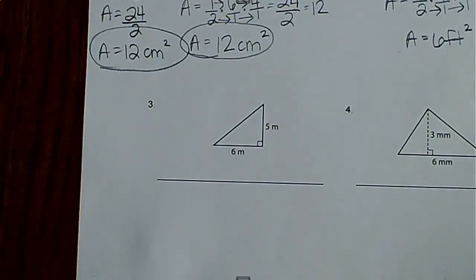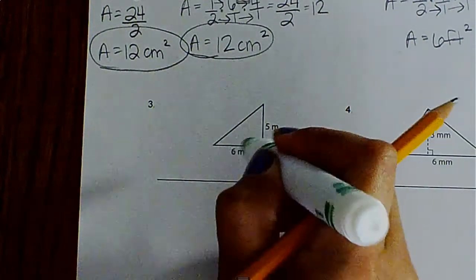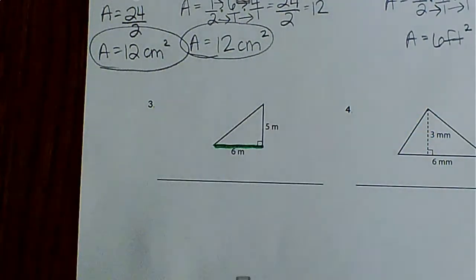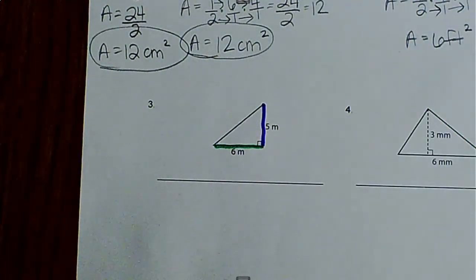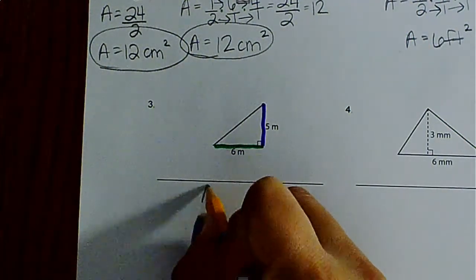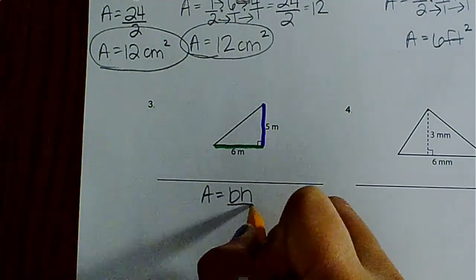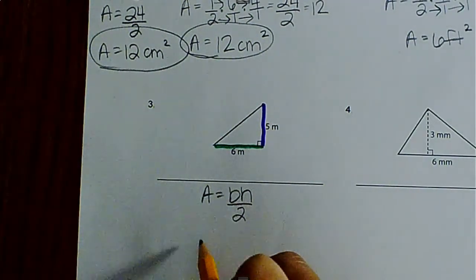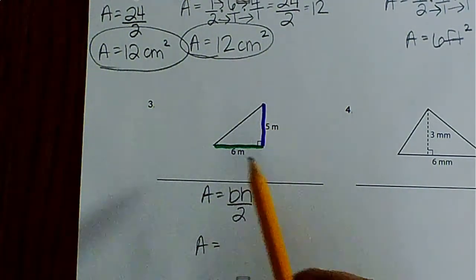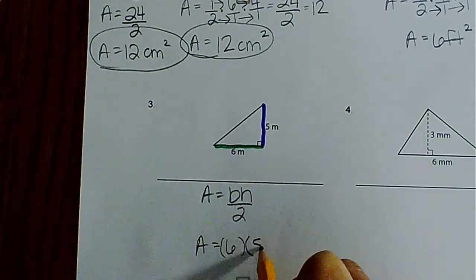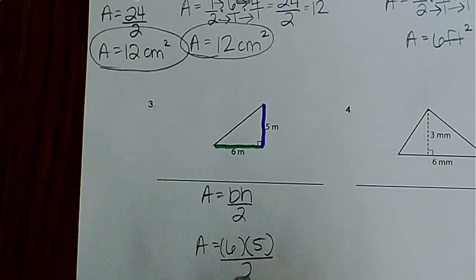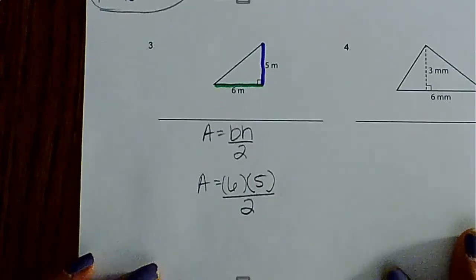All right, example number 3. Again, we need to identify the base and the height. Again, we have another right triangle, which makes it pretty simple. The base is 6 and the height is 5. So then we're just going to use our formula. I'm going to use area equals base times height divided by 2 this time. Okay, so I'm just going to plug in the information I know. The base is 6. The height is 5. And I'm going to take all of that and divide it by 2.